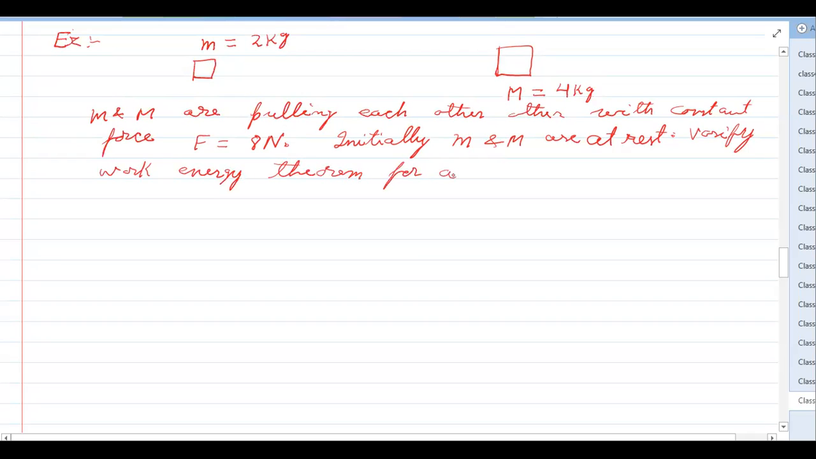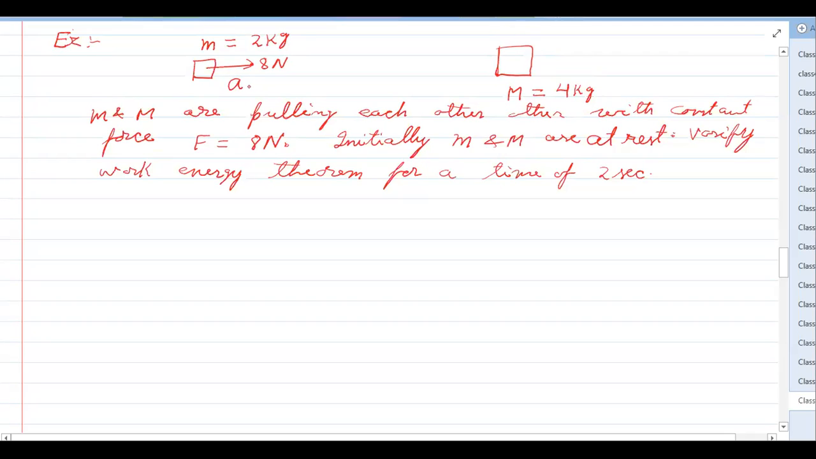for a time of 2 seconds. Okay, so for a time of 2 seconds, at the beginning and at the end of 2 seconds, we will see the work done and kinetic energy, and we will try to verify it. Okay, so time is given. So first we will see what the accelerations of the two objects are. If 8 Newton is acting between them, they are acting upon each other. That 8 Newton is an internal force. They are exerting it on each other.